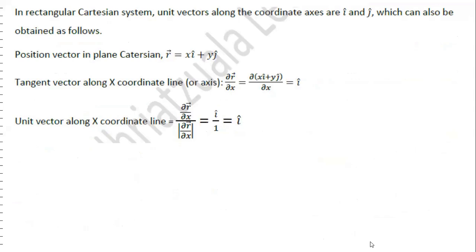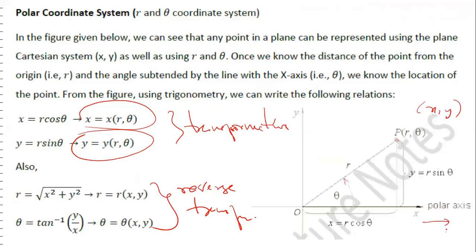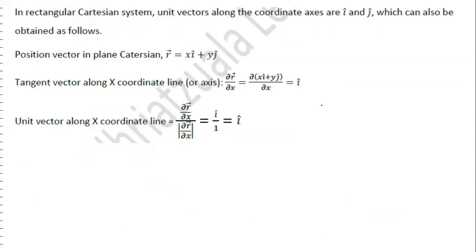Now, let us look at this example. In the 2D Cartesian system, unit vectors along the coordinate axes, you know them, are i and j. Unit vector along the x-axis is i, unit vector along the y-axis is j cap. Position vector in a plane Cartesian system is this. In a 3D system, position vector is xi plus yj plus zk. If this is a 2D system, it is xi plus yj.